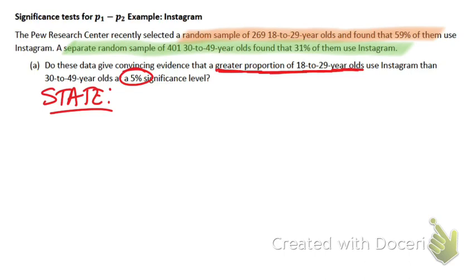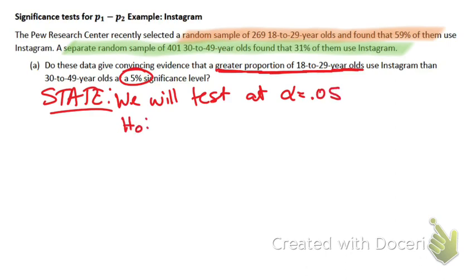We will test. Very good. We will test at alpha equals 0.05. My null hypothesis is that P1 equals P2. That's always your null hypothesis in a two-proportion z-test. Now, the alternative. What direction am I thinking for the alternative here? P1's greater than P2. Very good. We're thinking that P1 is greater than P2.